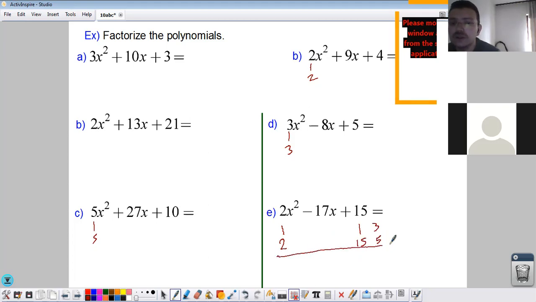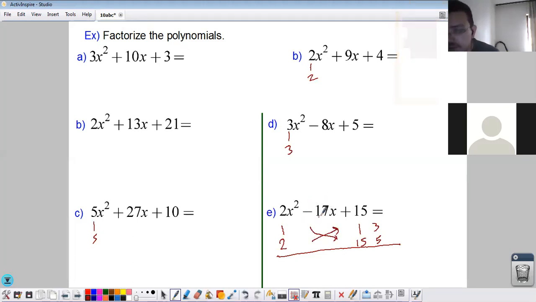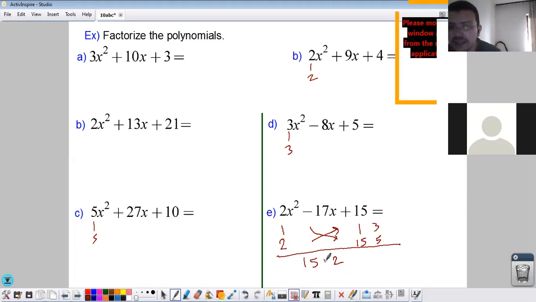So to be able to find the right numbers, when you do the cross product and add them, it should be the number in the middle. So 1 times 15 is 15, 2 times 1 is 2. 15 and 2 are the result of the products. When I check for the middle part, I do the same idea. Since I have plus 15 in here, I add them. If I would have minus 15, I would subtract them. So 15 plus 2 makes 17.